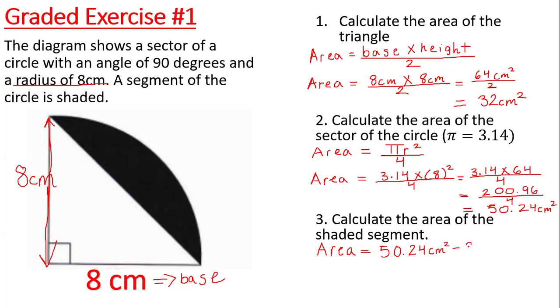minus 32 centimeters squared. The area is going to be 50.24 minus 32. What y'all get when y'all subtract them? 18.24 centimeters squared. Very good.